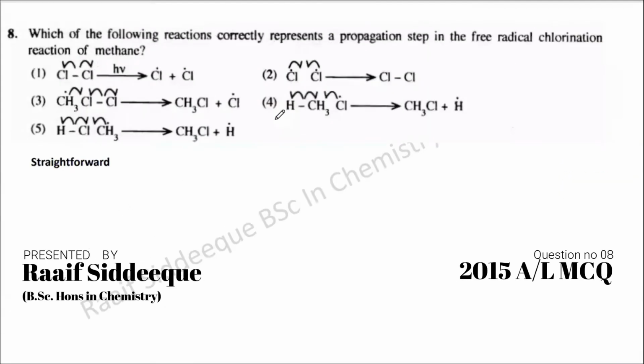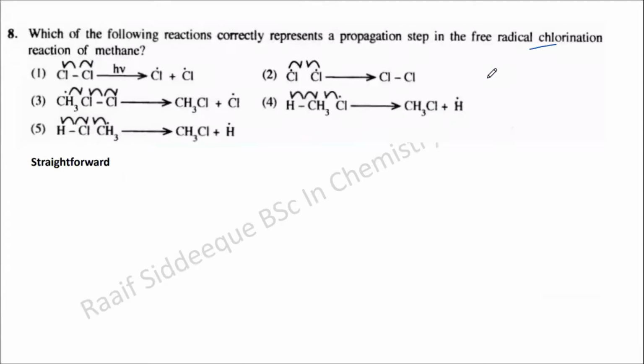Right, so another is straightforward. They're asking about the chlorine radical, the free radical substitution mechanism of chlorine. This was the initiation step. It will produce two chlorine radicals. When you have this chlorine radical, it will attack basically CH4. Here they are asking which of the following steps correctly represents a propagation step.